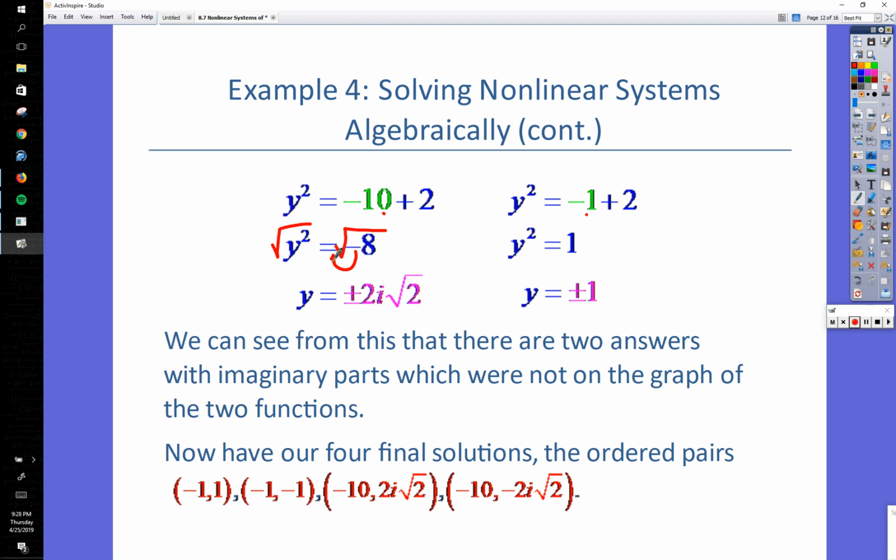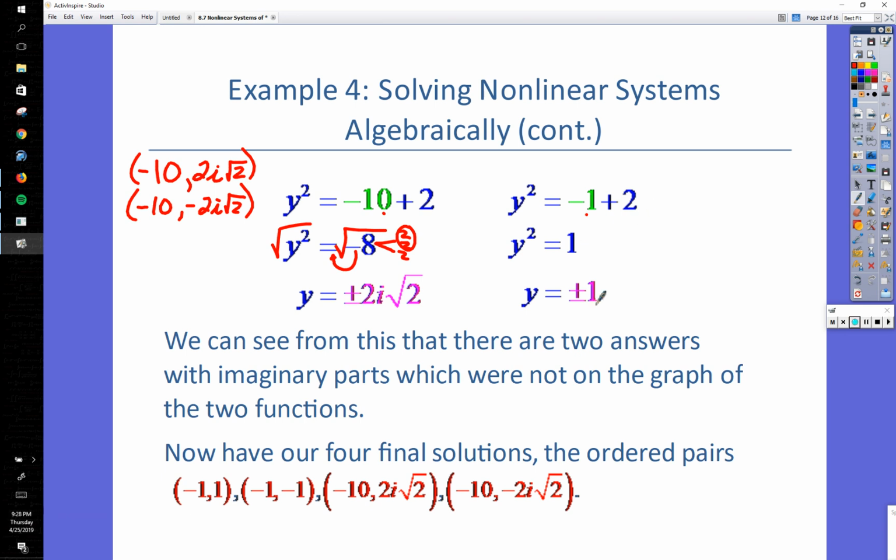And then I can take out an i, and if you recall, we can break 8 down and take a 2 out and leave a 2 behind. So I took not just an i out, but I took a 2 out with it. I didn't forget my plus or minus sign, then I had a 2 left over. So when I plugged in negative 10, I got two answers. I got a positive 2i square root of 2, and I got a negative 2i square root of 2. So those are my imaginary ones, the ones we didn't see graphically.